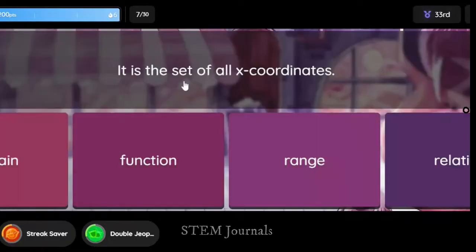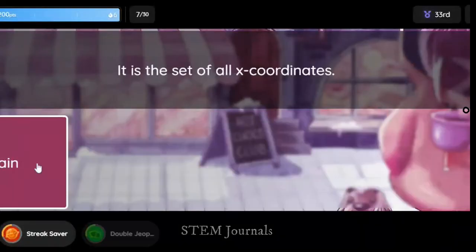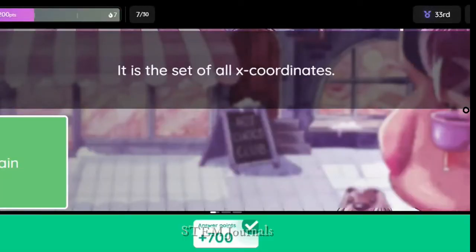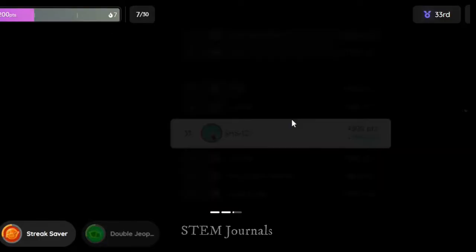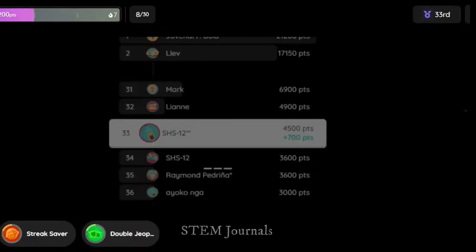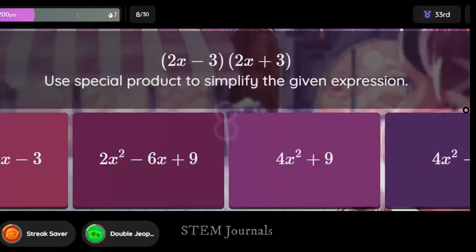Ayan. Ito nabanggit na rin ni Sir kanina. It is the set of all x coordinates. So x coordinates or the first coordinates, that is what we call the domain. Pag y naman, that is our range. Pag ang tanong na sa atin is set of ordered pairs, relation na yan.